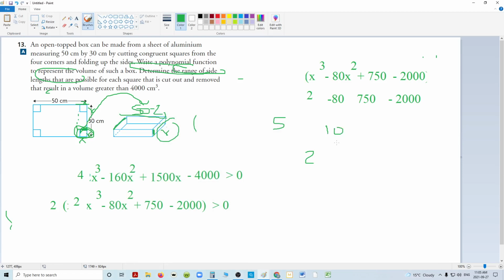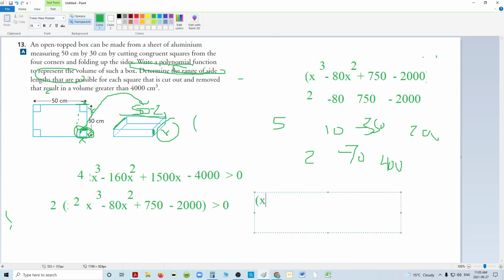2, 10, minus 70, minus 350, 400, there it is, 2000, there it is, right there. So I got x plus 5 is one of the values, or x minus 5. So one of the roots is that.